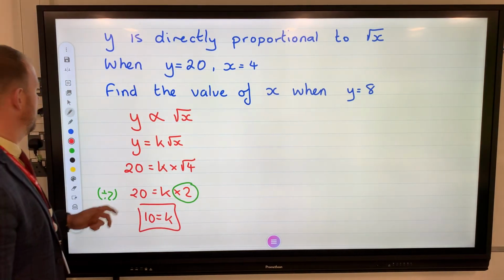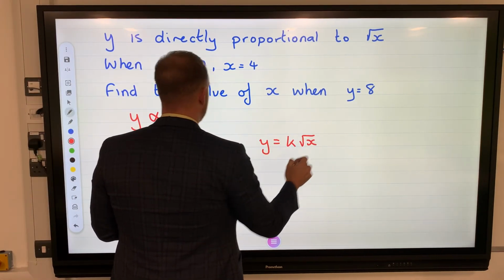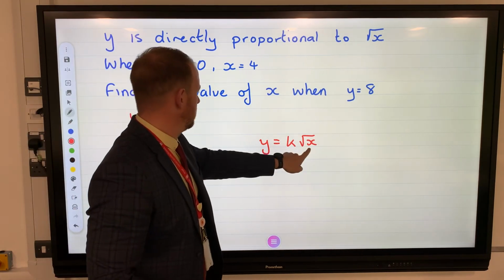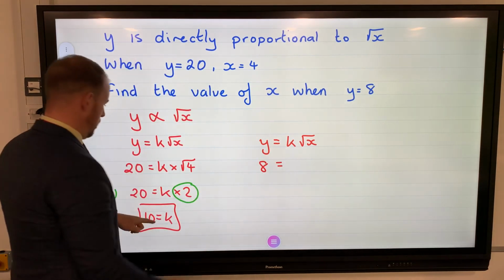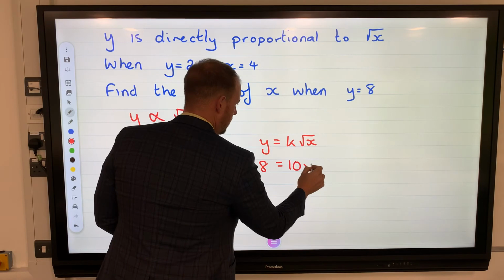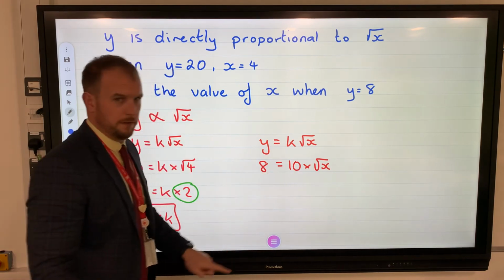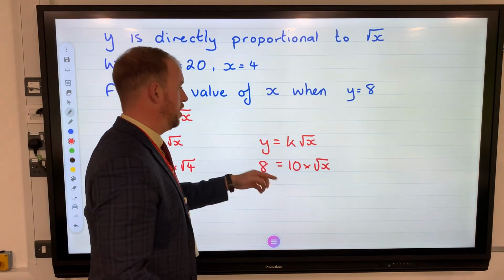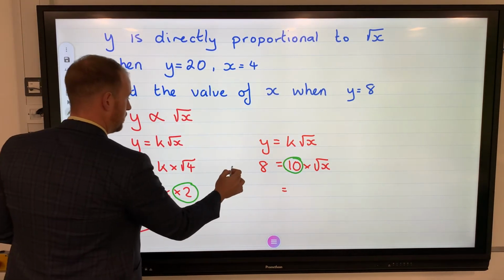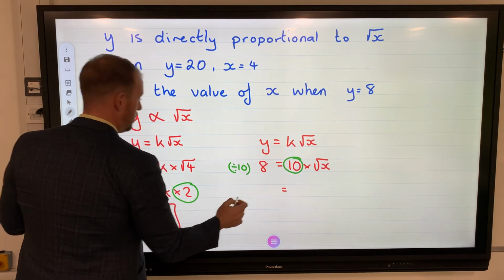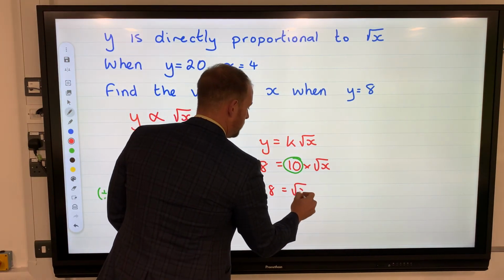Let's use this formula again then. Find the value of x when y equals 8. So if y is 8, constant is 10, so that's 10 times root of x. Now that looks a lot different. We're still right, we use a substitution. We're now going to be dividing by 10. Okay, so we divide by 10, which makes 0.8. It's still right, just using different numbers. Equals the root of x.